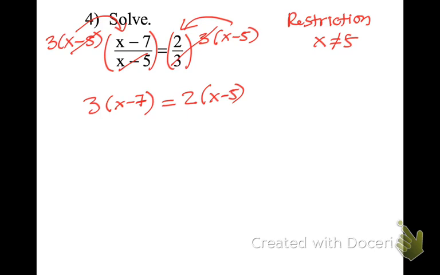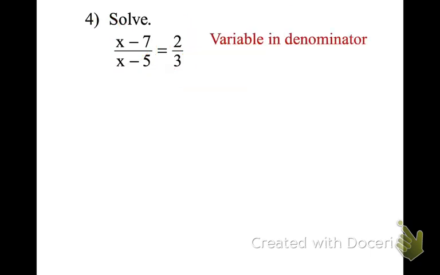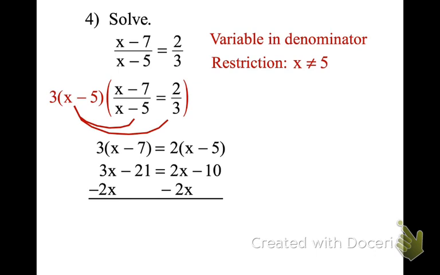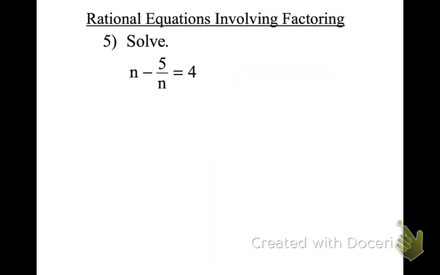Let's finish it up. Now I'm going to multiply it out. 3x minus 21 equals 2x minus 10. Subtract the 2x from both sides. I'm adding 21 to both sides. X is equal to 11. Let's try our next problem.